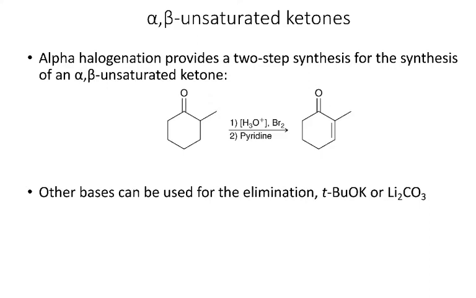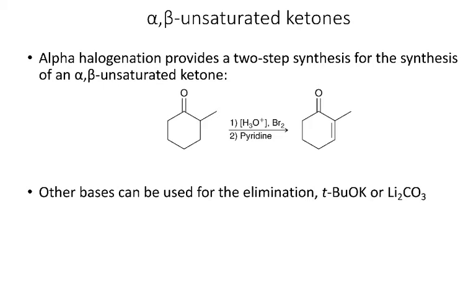One other note on the acid catalyzed alpha halogenation is that we can easily use a two-step synthesis along with this alpha halogenation to make alpha-beta unsaturated ketones. What I mean by alpha-beta unsaturation is, if I look at this product, this is the alpha carbon and this is the beta carbon. And so we have a pi bond in between the alpha and beta carbons.